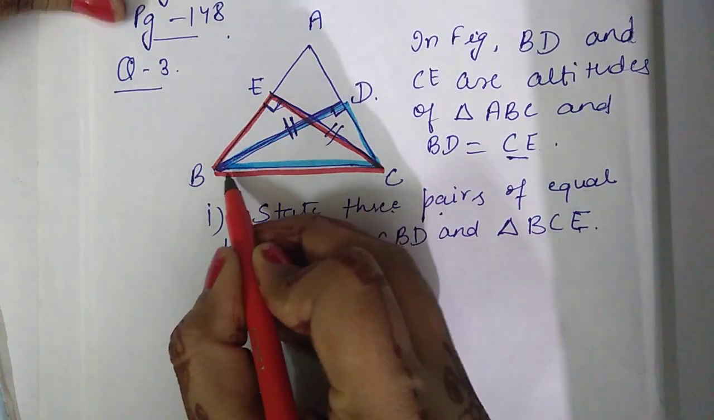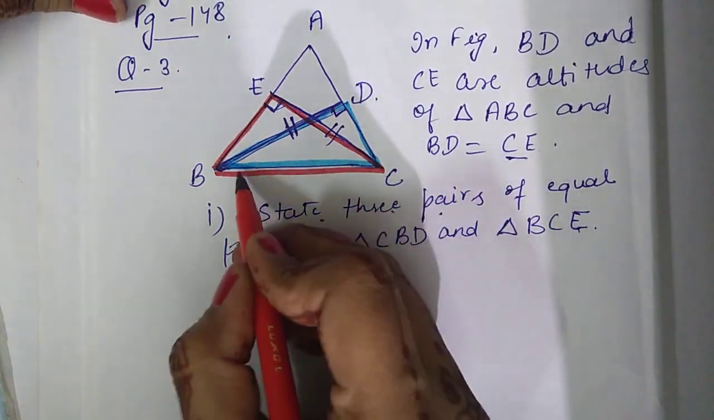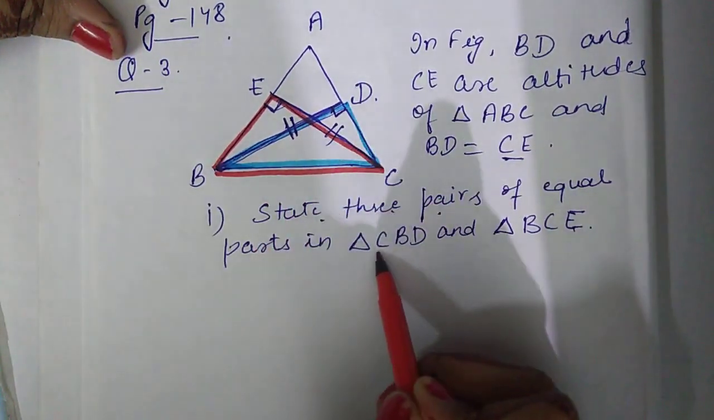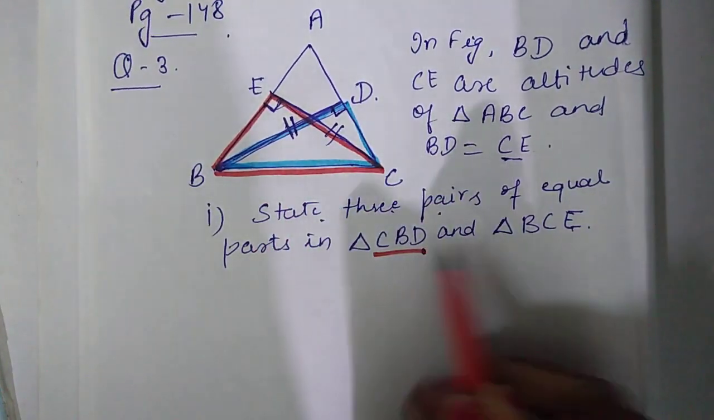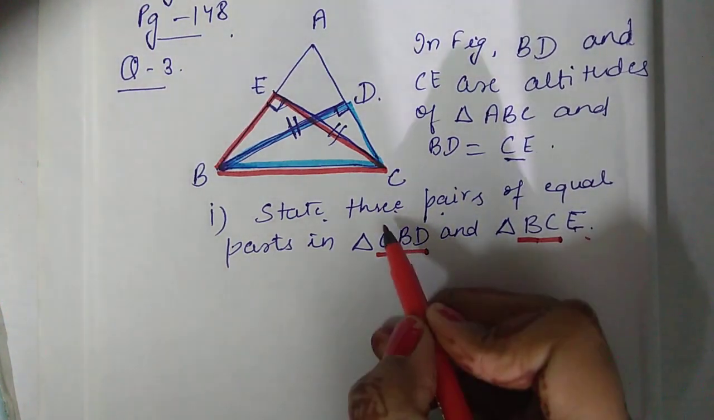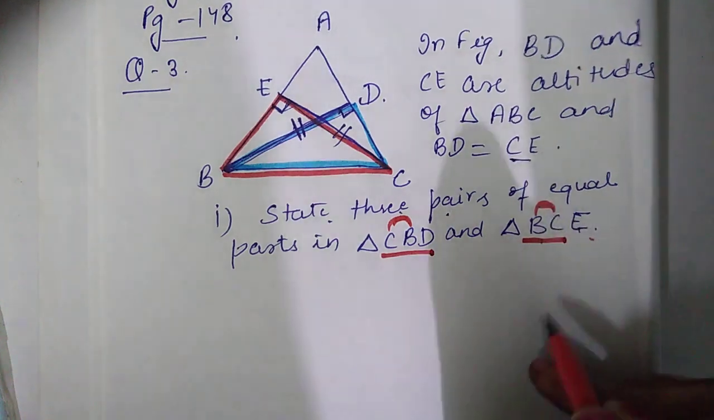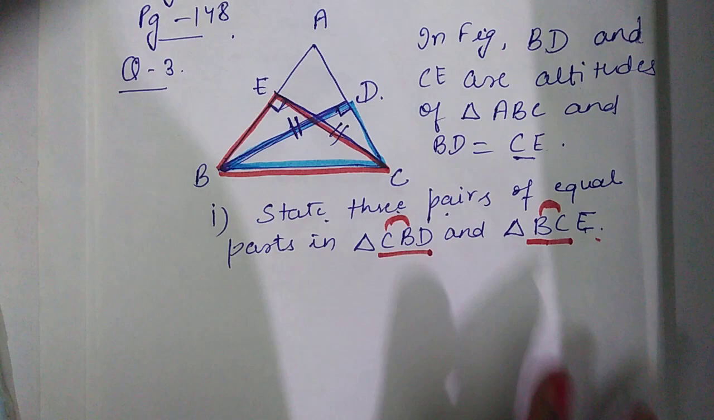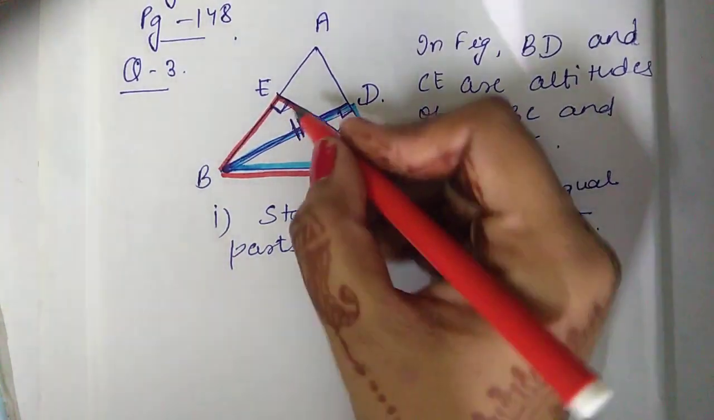As we can see, BC is common in both the triangles. BC is coming in this triangle, that is triangle CBD, and BC is also coming in BCE. You can check the name also, BC and BC. They both are equal. So this is common. So that is the first part we observe. Now come to the second.